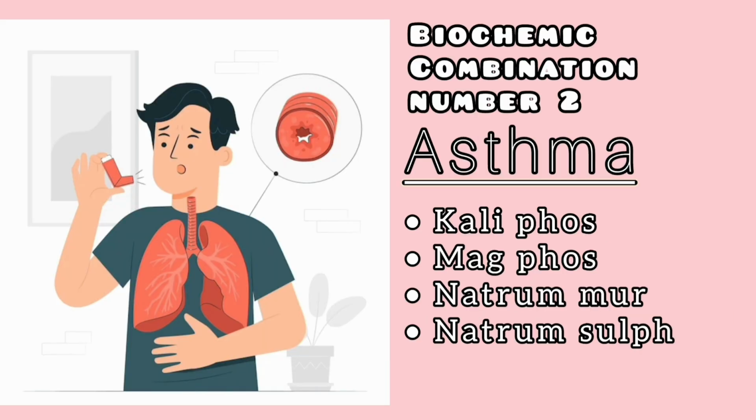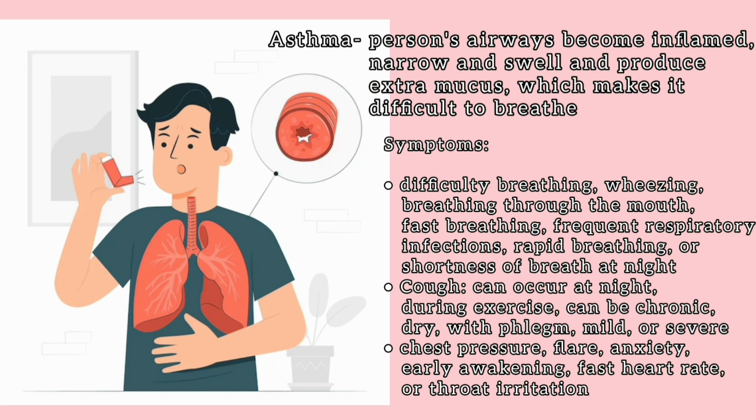Biochemic combination number 2, asthma. Kali phos, mag phos, natrum mur, natrum sulf. Asthma is when a person's airways become inflamed, narrow, and swell and produce extra mucus, which makes it difficult to breathe. Symptoms include difficulty in breathing, wheezing, breathing through the mouth, fast breathing, frequent respiratory infections, rapid breathing, or shortness of breath at night. Cough can occur at night or during exercise, can be chronic, dry or with phlegm, mild or severe, chest pressure, flare, anxiety, early awakening, fast heartbeat, and throat irritation.